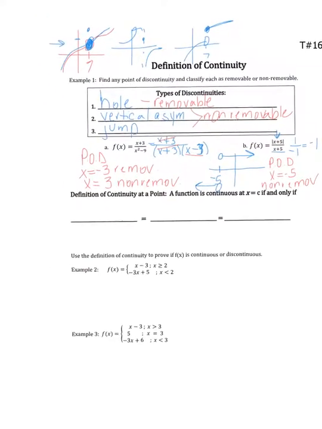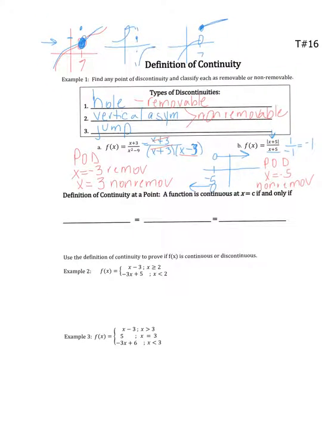You're just going to figure out the graph, what's going on. Now, if a question asks you to use the definition of continuity, okay, if you see these words, then you have to be a little more formal with it. So the definition of continuity says a function is continuous at x equals c if and only if there are three things that need to happen. And we've kind of talked about this, okay?